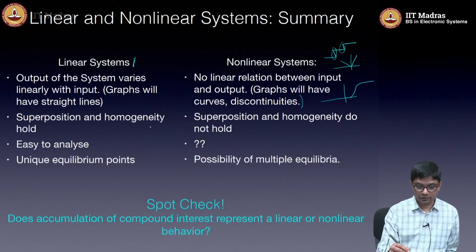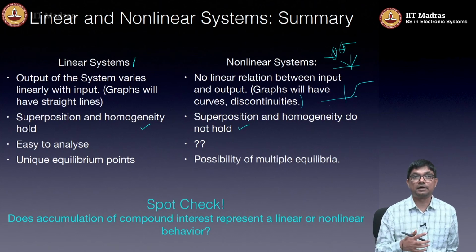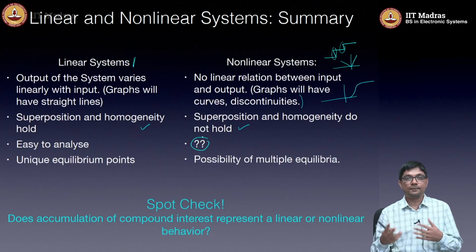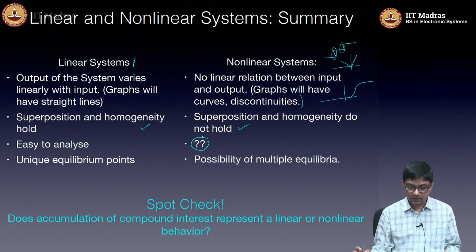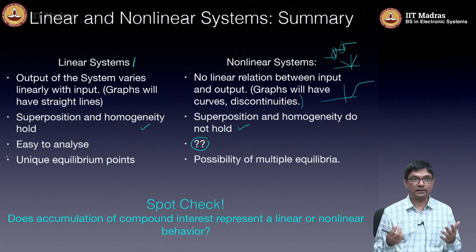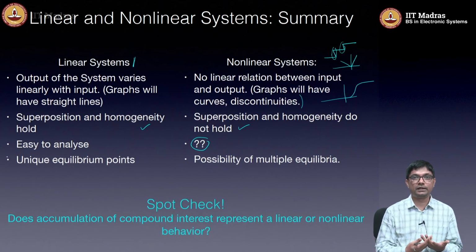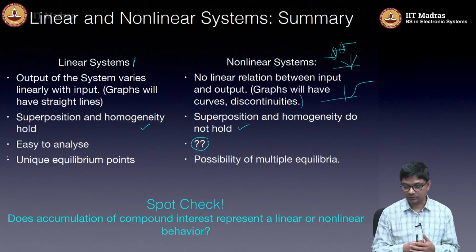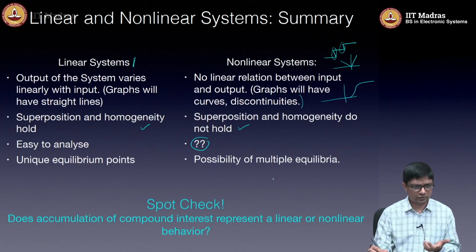In linear systems, superposition and homogeneity hold; in nonlinear systems, they do not hold. I claim that linear systems are easy to analyze, and nonlinear systems may not be very easy to analyze. We will see that eventually during the course. Also, something we will leave for later is that a linear system will have a unique equilibrium point in most cases, whereas a nonlinear system is a little more complicated. It may have the possibility of multiple equilibria.